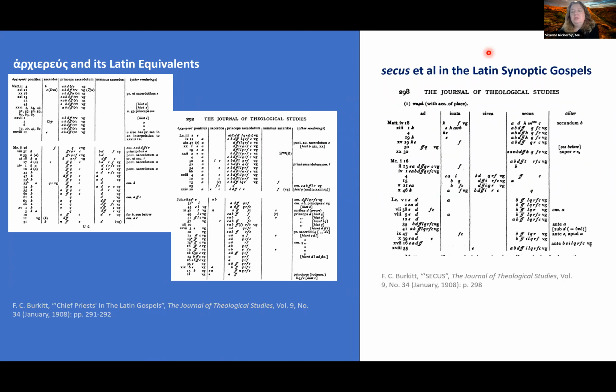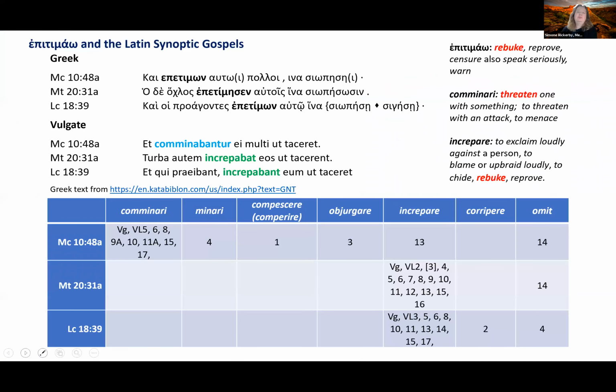The other article, which is on the right-hand side, added to this discussion by positing a further relevant example associated with the use of secus in association with para in the Synoptic Gospels. So now we're back to our table. I'll just also, I forgot to mention, apologies.